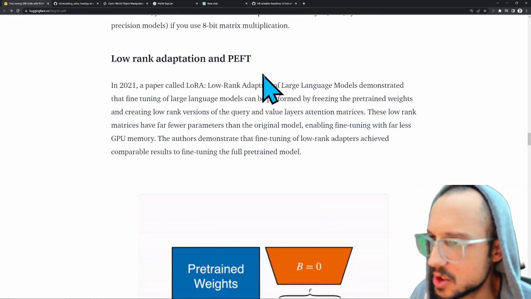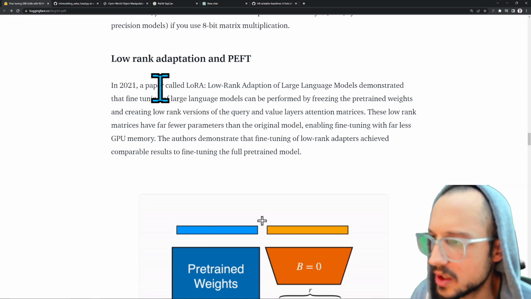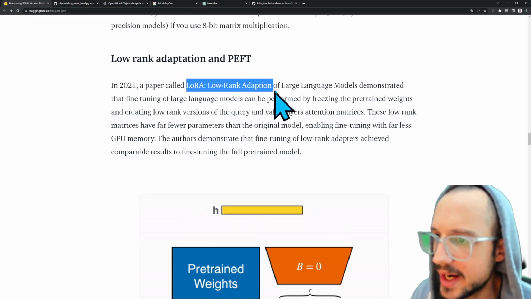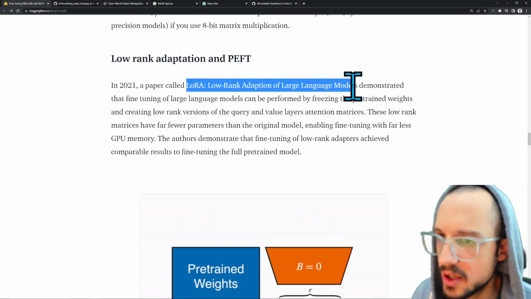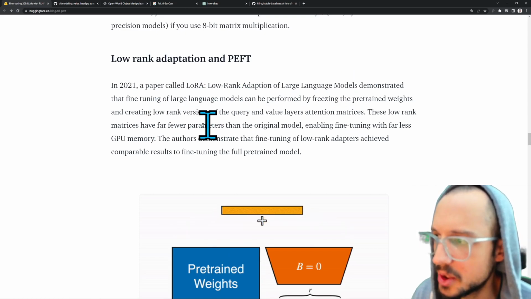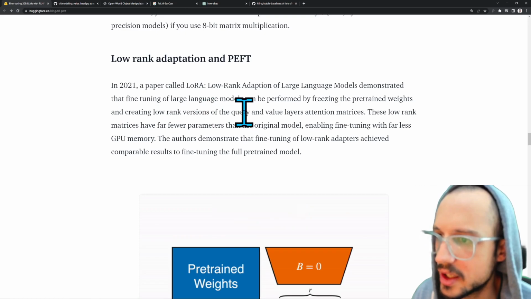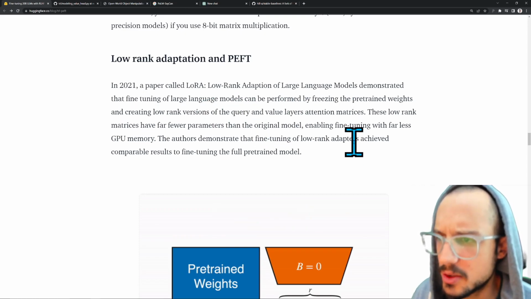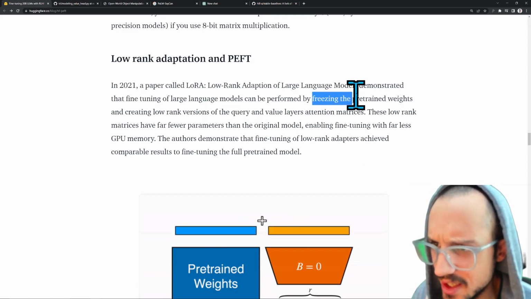Low rank adaptation and PEFT. In 2021, a paper called LoRA, Low Rank Adaptation of Large Language Models, demonstrated that fine-tuning a large language model can be performed by freezing the pre-trained weights and creating low rank versions of the query and value layer attention matrices. So what does freezing mean?